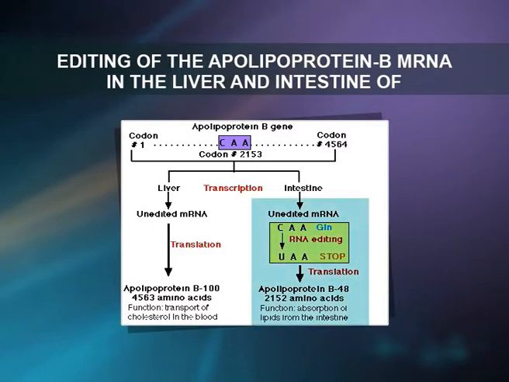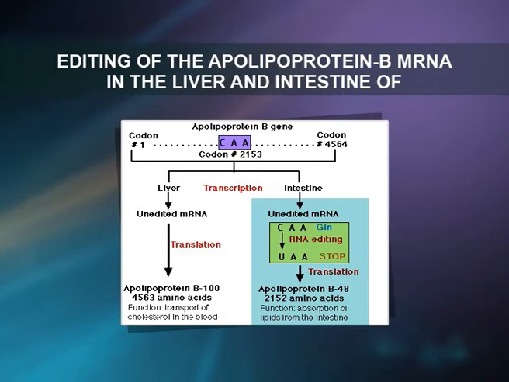UAA is one of the three codons that terminate polypeptide chains during translation. If a UAA codon is produced within the coding region of an mRNA, it will prematurely terminate the polypeptide during translation, yielding an incomplete gene product.